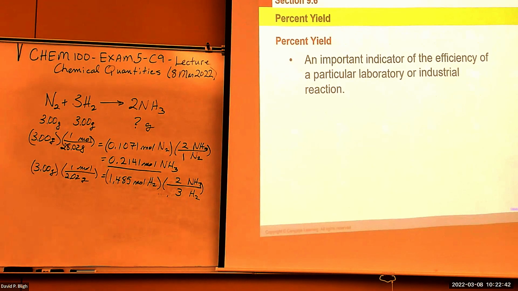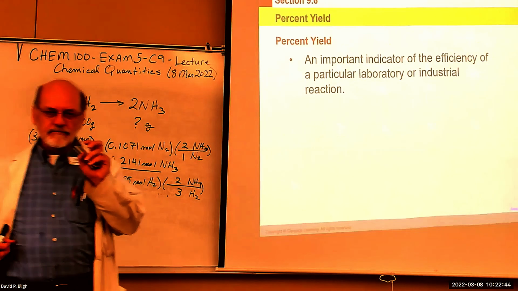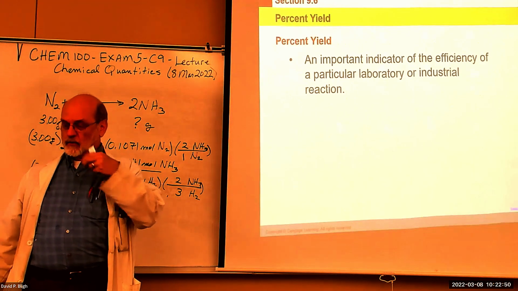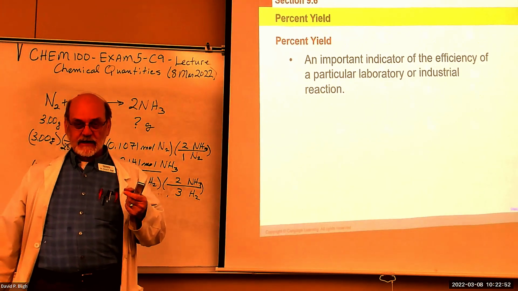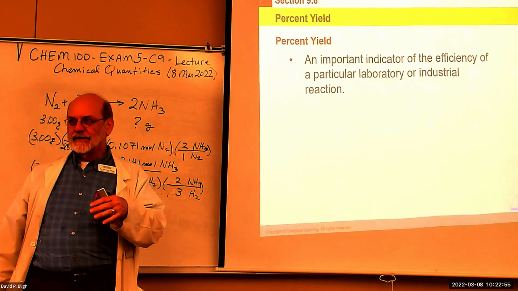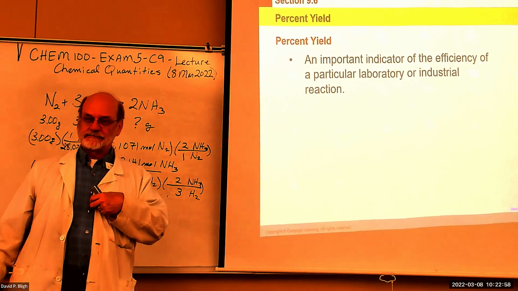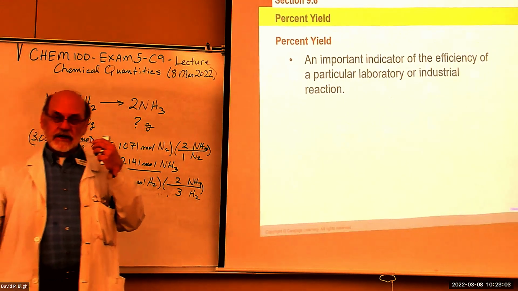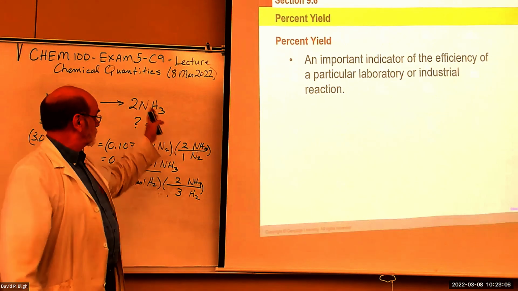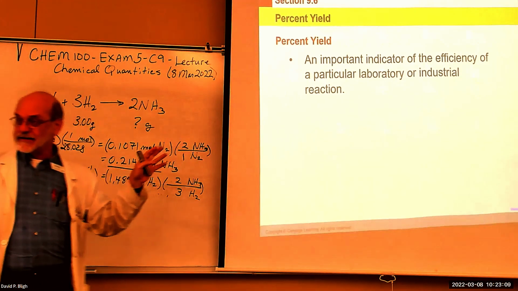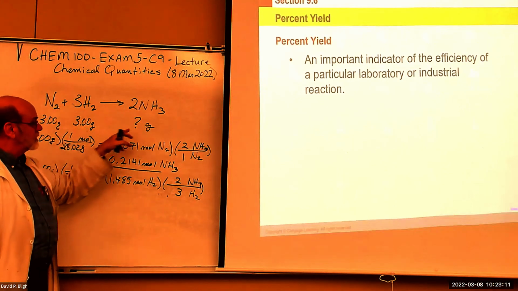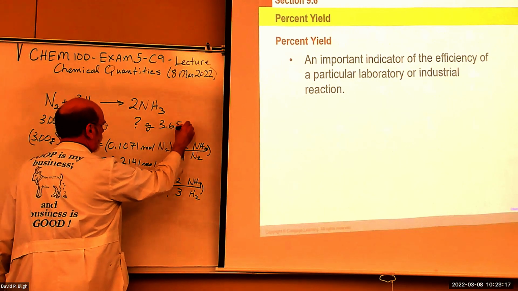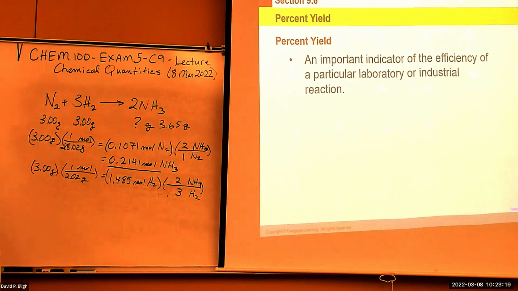Now we've gotten some idea as to what limits the reaction. One of the reactants is going to run out first, and when that happens, the reaction stops. But as any competent chemical engineer will tell you, if you collect the product, ammonia in this case, at the end, after reacting 3 grams of nitrogen, you will not get 3.65 grams. You get something less than that.